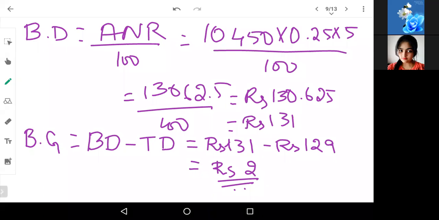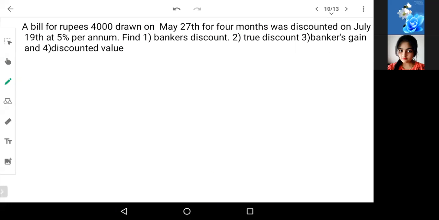And in bill discounting, do not forget to write rupees for everything. The final answer has to be in rupees. Please don't just write the number, write rupees and then write the answer. Clear? Good. Now moving on to the next question.